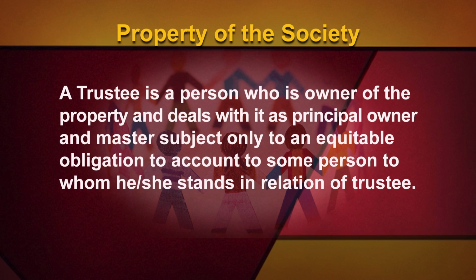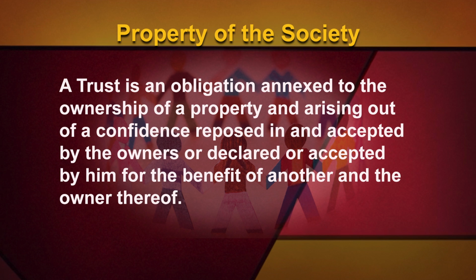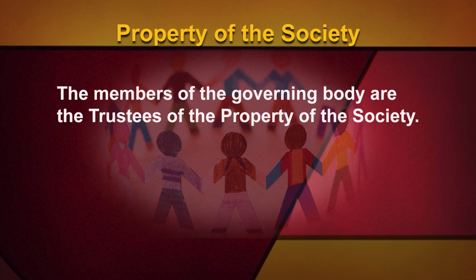Property of the society. Trustee of a society is a person in whom the confidence has been reposed under a trust. A trustee is a person who is owner of the property and deals with it as principal owner and master subject only to an equitable obligation to account to some person to whom he or she stands in relation of trustee. A trust is an obligation annexed to the ownership of a property and arising out of a confidence reposed in and accepted by the owner or declared or accepted by him for the benefit of another and the owner thereof. The members of the governing body are the trustees of the property of the society.